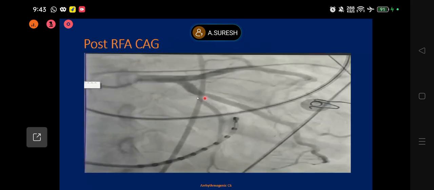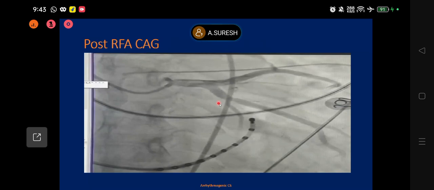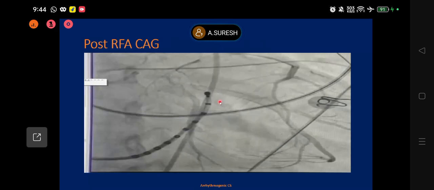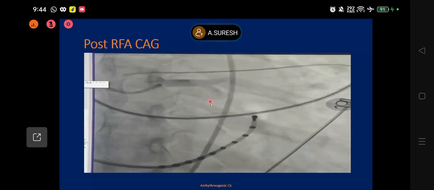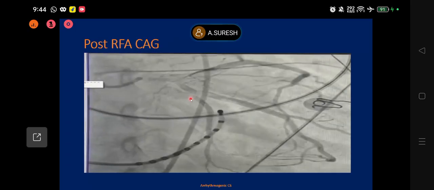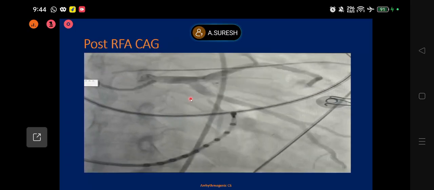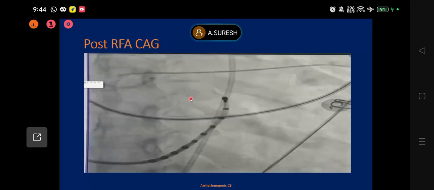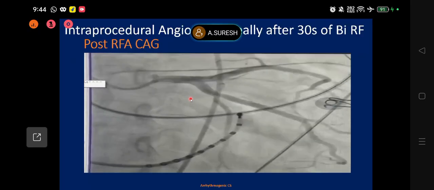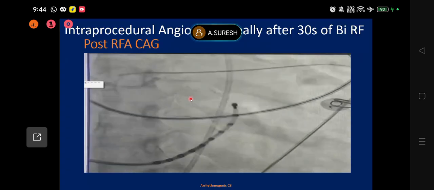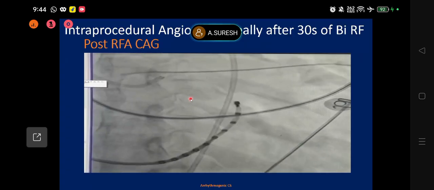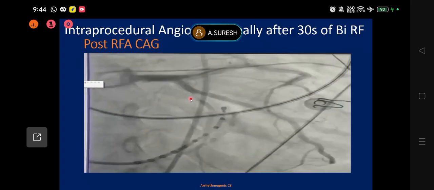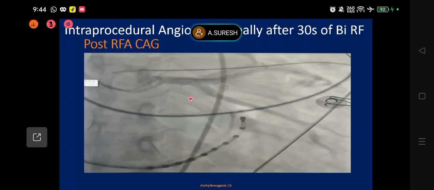So there was a lesion in the circumflex. The VPC was totally abolished, and as there was a spasm in the circumflex, I thought it's not worth going ahead for further ablation. Ideally, we should do 30 seconds of bipolar RF ablation if you feel it is near to the coronary artery. I did it for 1 minute, and there was a lesion in the circumflex.